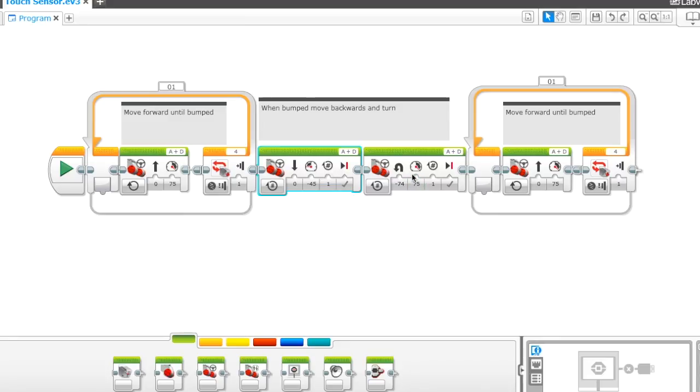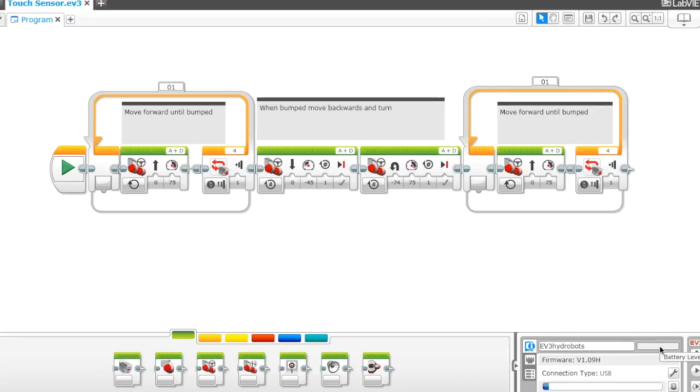When it has moved backwards, the Lego EV3 will move left. Since we're moving left, it has to be minus 74. It will do it at a speed of 75 for one rotation. And then this will make the Lego EV3 move forward at a speed of 75 until it is bumped again.